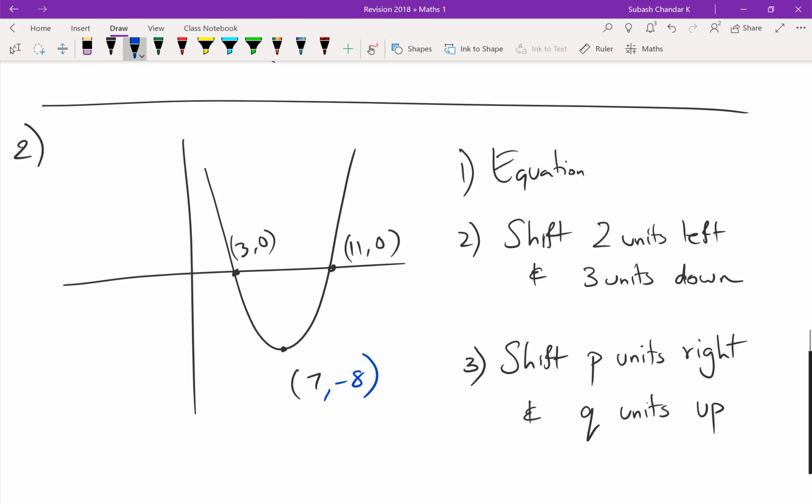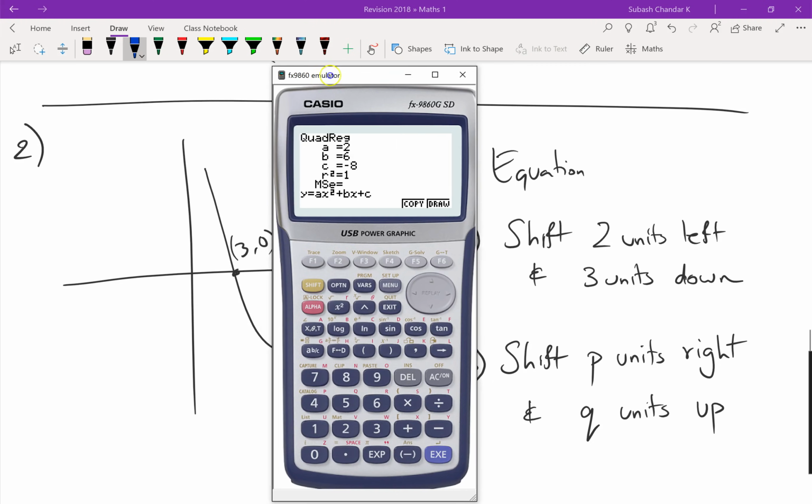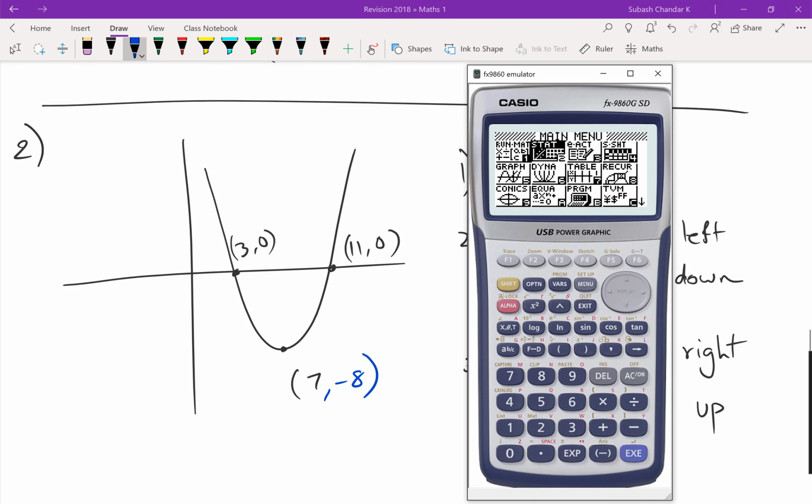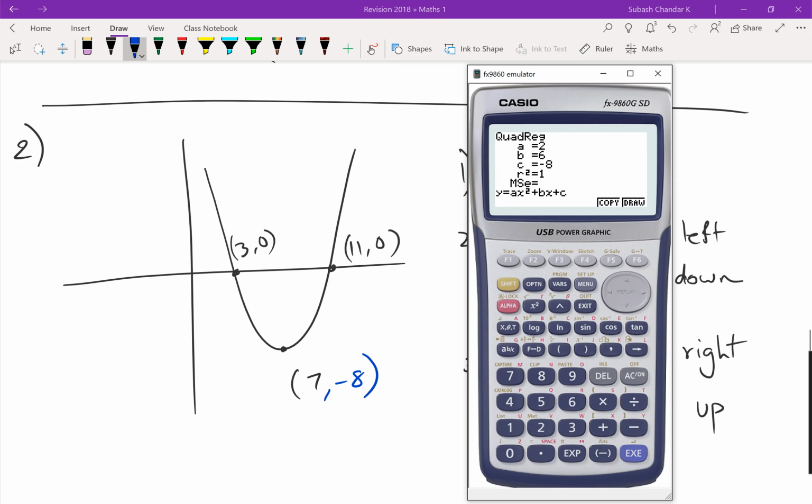Sorry, guys. So basically what I'm going to do is the graphics calculator version first, just so that we know what we're doing here. So put in my 3 x values. So I've got 3, 7, 11. 3, 0, 11, 0, 7, -8. Wow, that's weird. Okay.